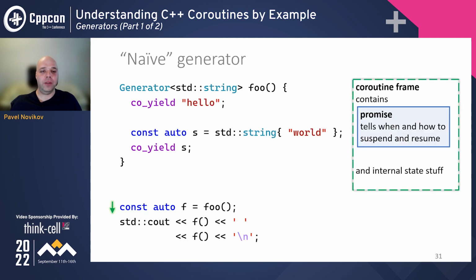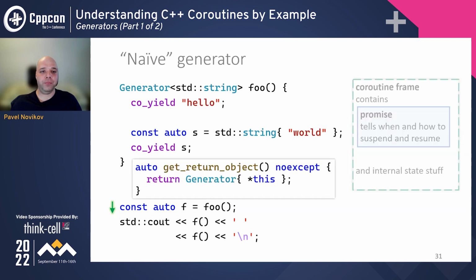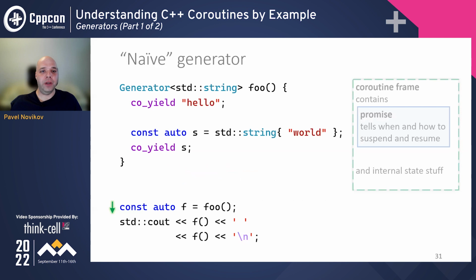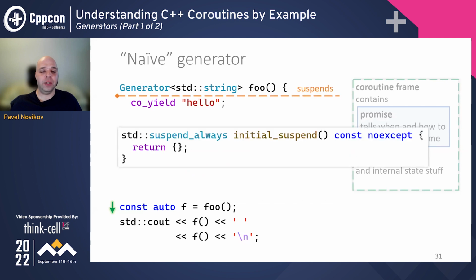When we call the coroutine generator function, a coroutine frame is created for us. After that, getReturnObject on the promise object is called, from which we return an instance of the generator that eventually ends up here in the variable f. After that, we start to execute the body of the function, or the transformed body of the function. We get to the initial suspend point. The promise tells us to suspend at the initial suspend point. We do that.